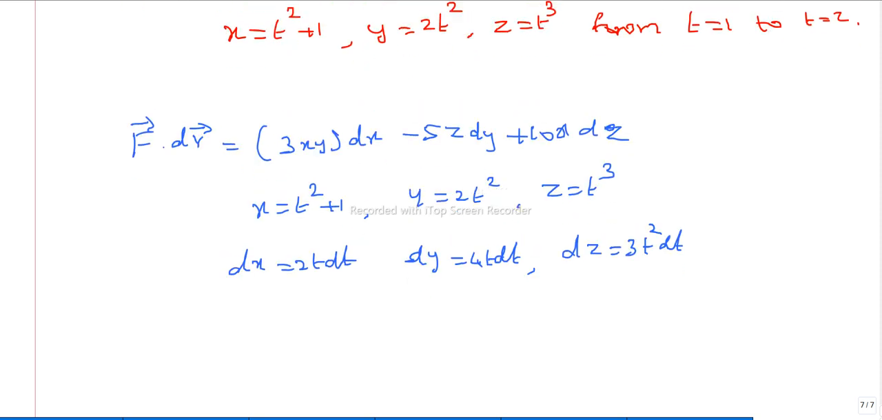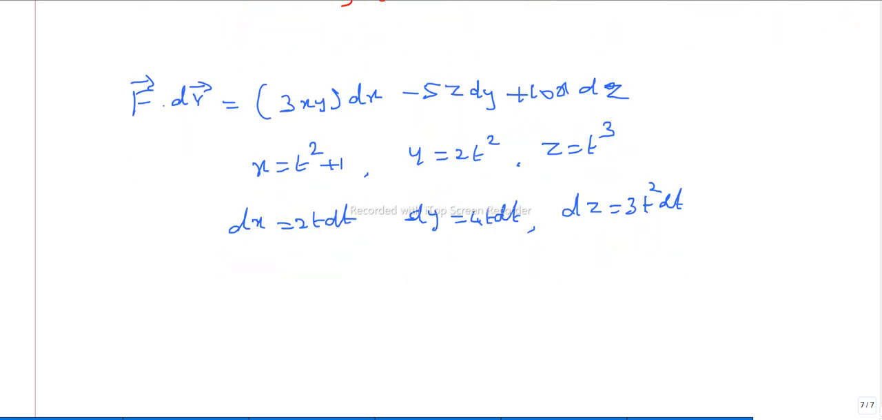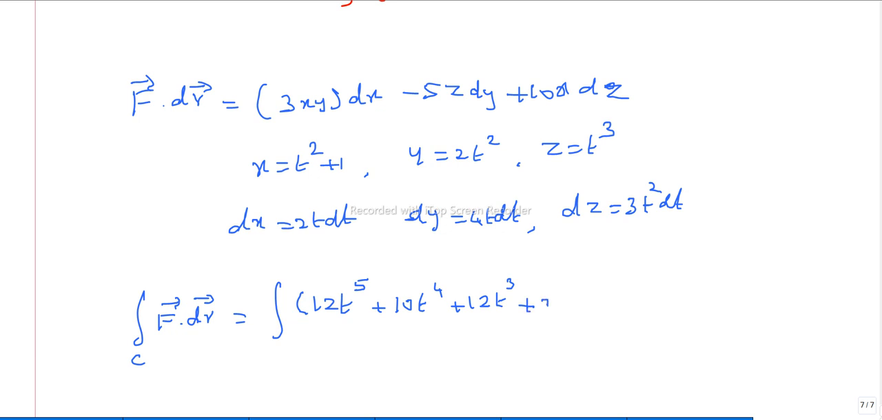Now substitute everything into F dot dr. The integral of F dot dr over the curve, substituting x equal to t square plus 1 and the rest, simply becomes the integral of 12 t power 5 plus 10 t power 4, writing in decreasing order, plus 12 t cube plus 30 t square, dt.